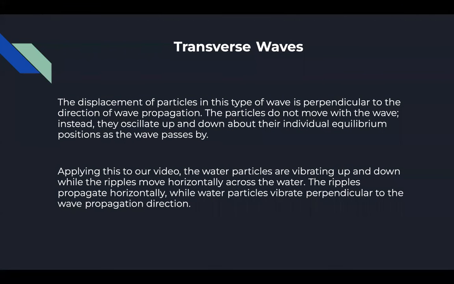Our first wave observed is also shown to be a transverse wave. The displacement of particles in this type of wave is perpendicular to the direction of wave propagation. The particles do not move with the wave. Instead, they oscillate up and down about their individual equilibrium positions as the wave passes by. Applying this to our video, the water particles are vibrating up and down while the ripples move horizontally across the water. The ripples propagate horizontally while water particles vibrate perpendicular to the wave propagation direction.